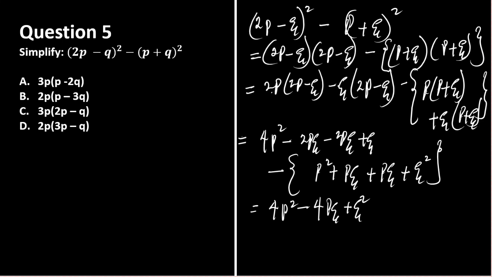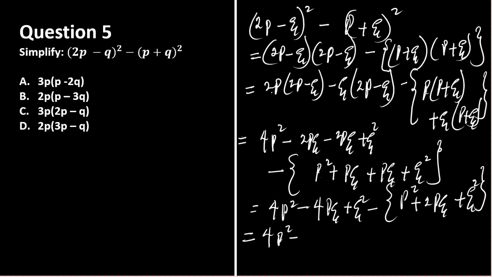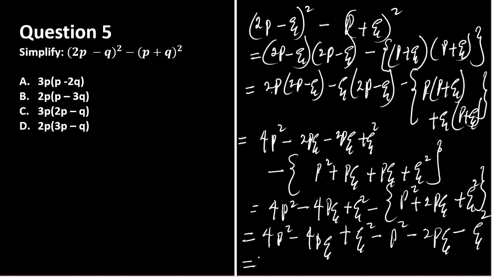Q times q, that's plus q squared, minus, let's open this bracket, minus p squared stands alone, plus 2pq plus q squared. Let's close the bracket again, so that we can now open that bracket to become 4p squared minus 4pq plus q squared minus p squared minus 2pq minus q squared. Here I've only applied the negative sign, so that this is the same thing as 4p squared minus p squared, that's 3p squared, minus 4pq minus 2pq.